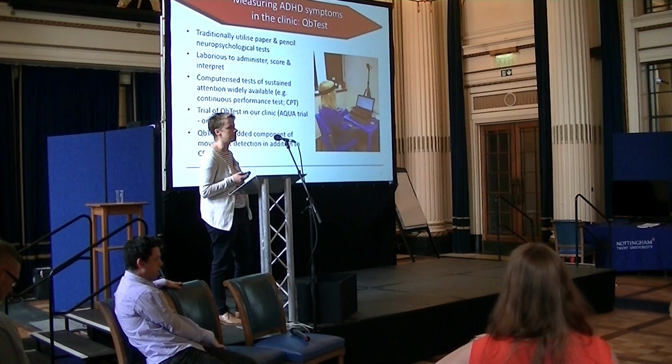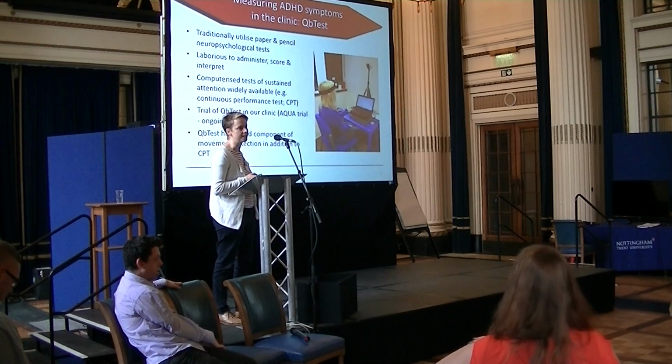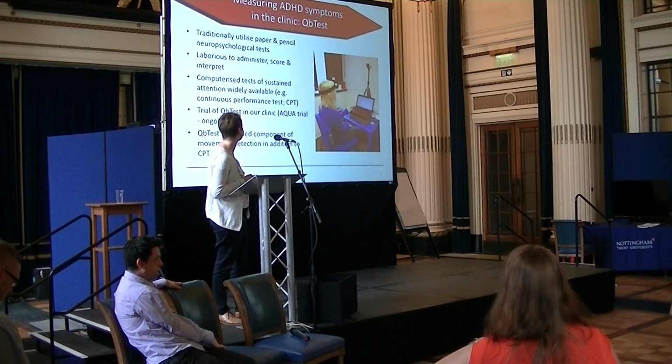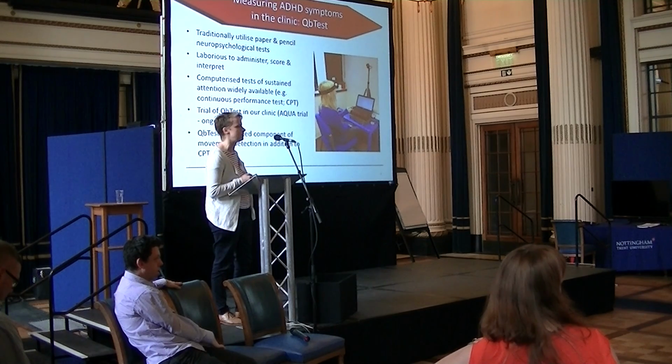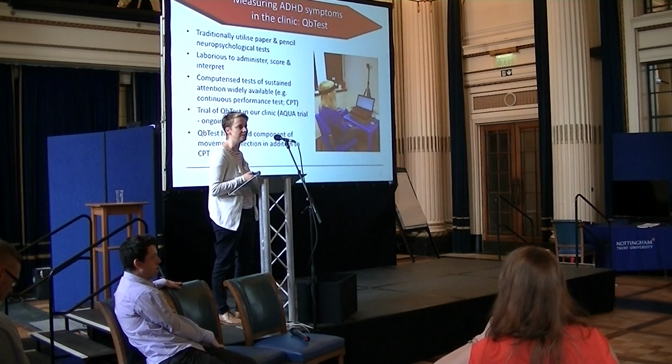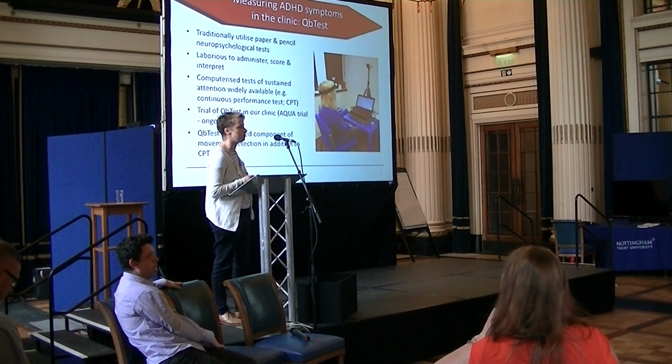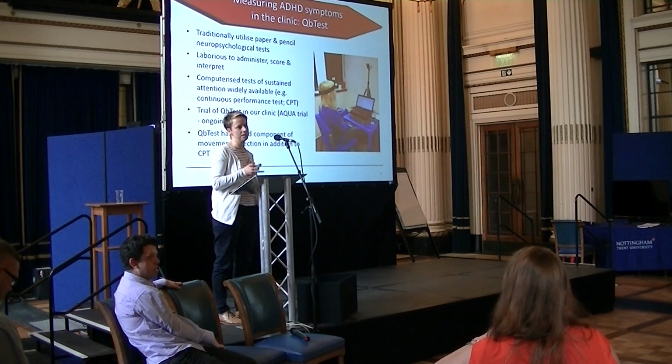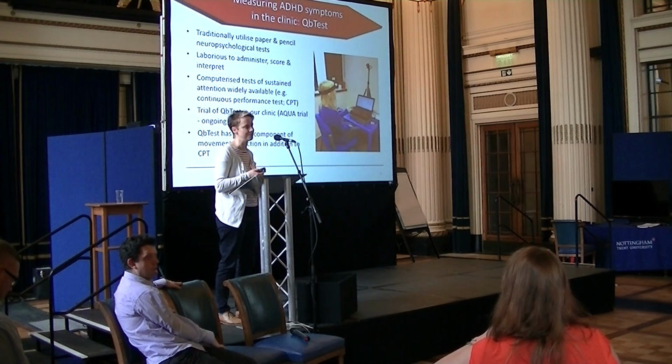So one of the projects we've been involved in with Mindtech is something using the QB test. As a psychologist, I traditionally use paper and pencil tests, but actually they're quite laborious to administer and score and interpret. There are already some computerised tests of sustained attention, what's called CPT. These are quite advantageous because they can measure not only target items that you miss, but also ones that you put in, additional what we call commission errors. That's quite a good measure of impulsivity.